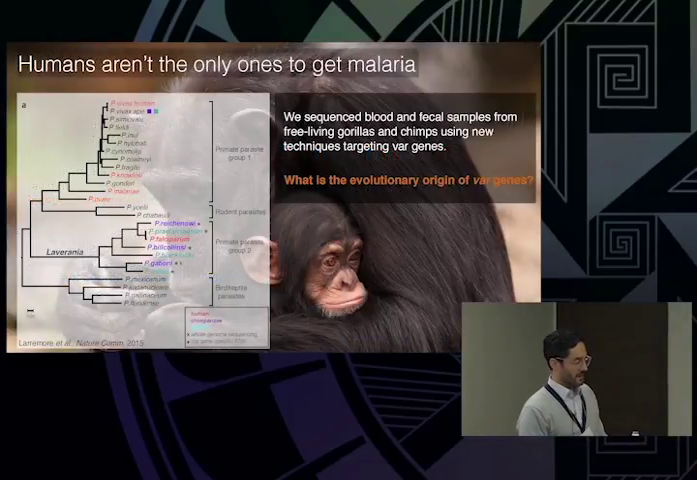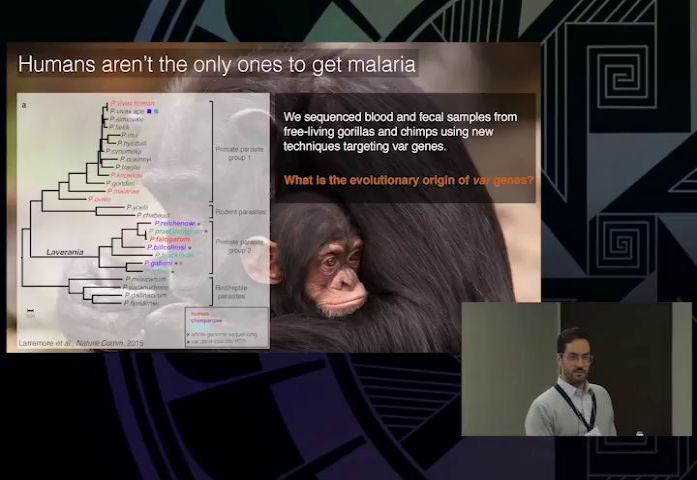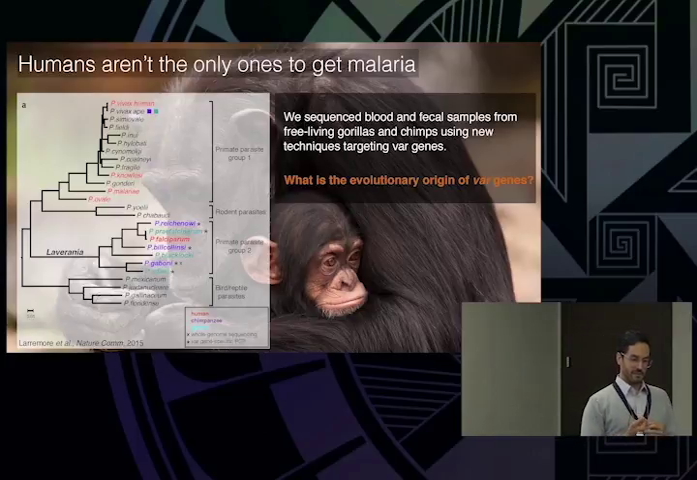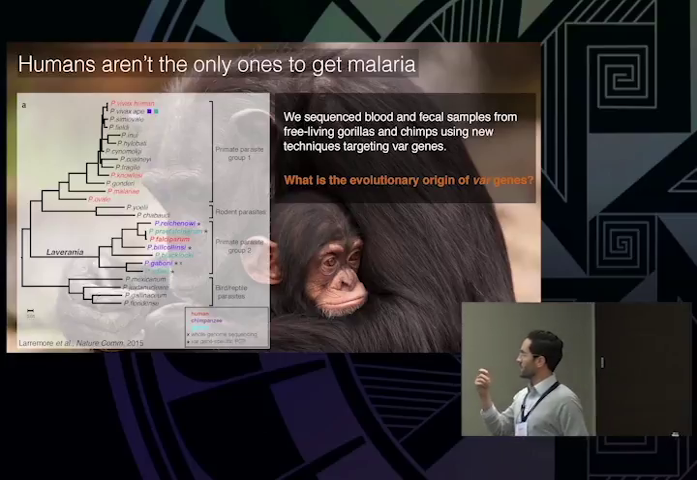So we've applied this in a few different cases, other than just some theoretical studies of genes. Humans aren't the only ones to get malaria. In fact, primates of all different kinds, monkeys and great apes get it, rodents get it, birds and reptiles get it. And in this case, we sequenced blood and fecal samples from free-living gorillas and chimps, using techniques that target VAR genes in their blood and in their feces. And the question was, what is the evolutionary origin of VAR genes?